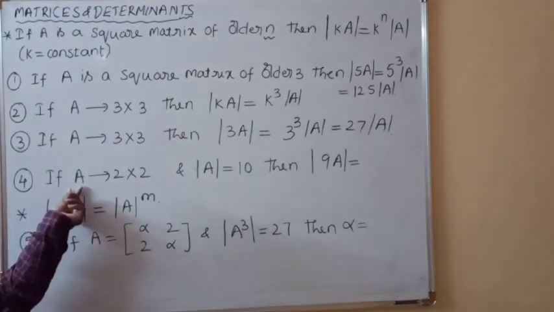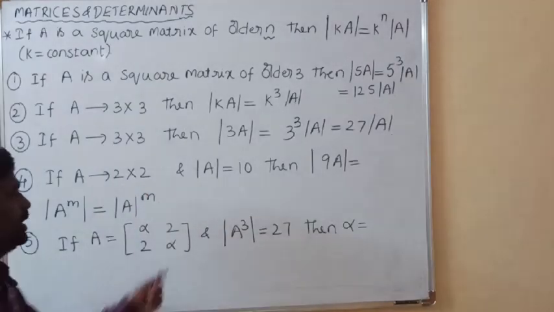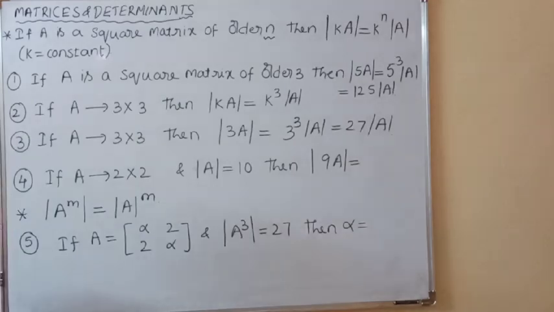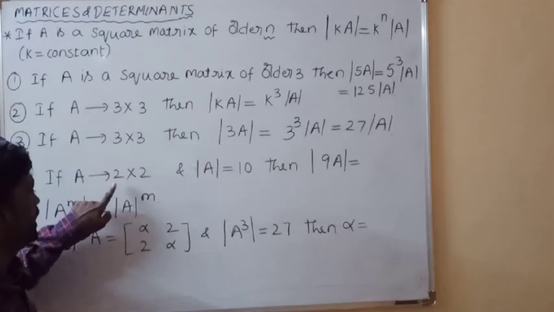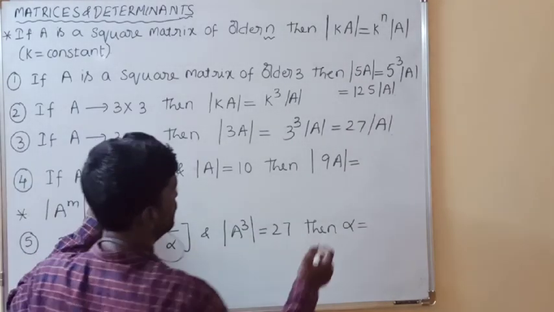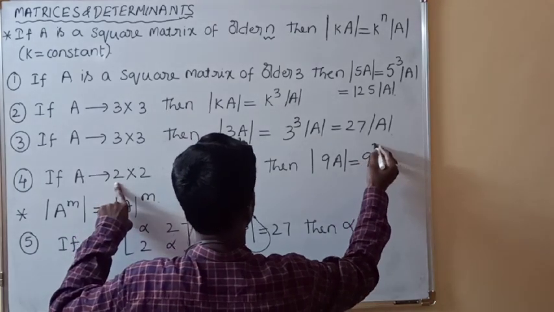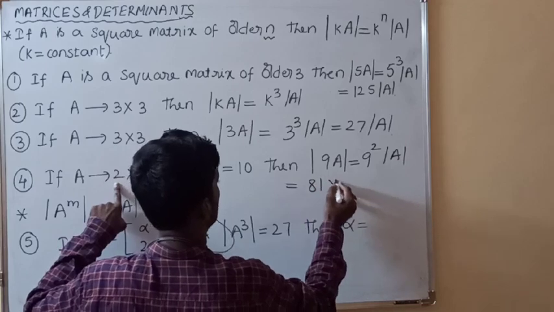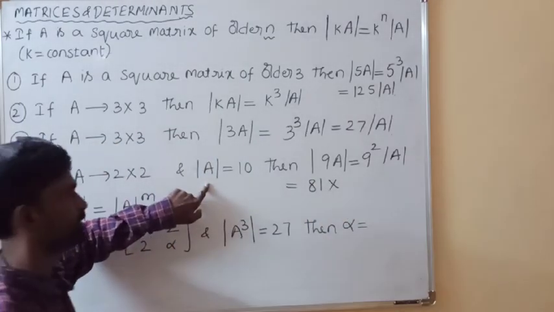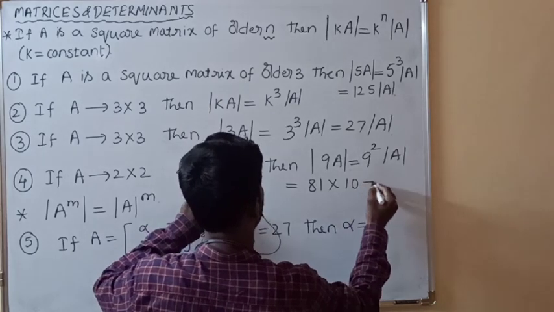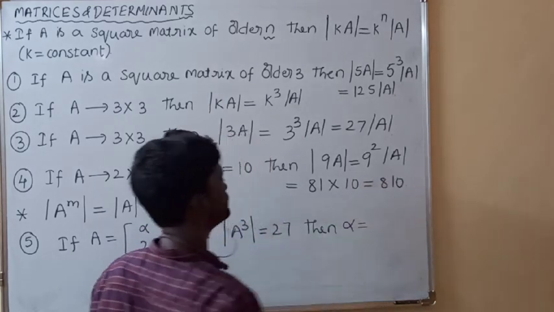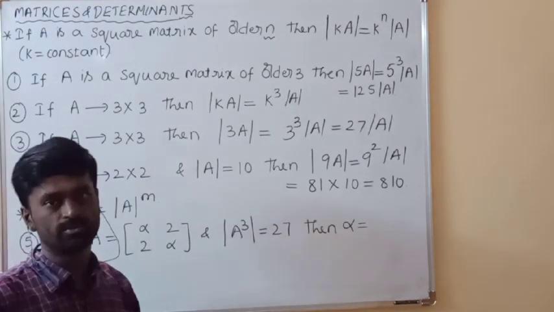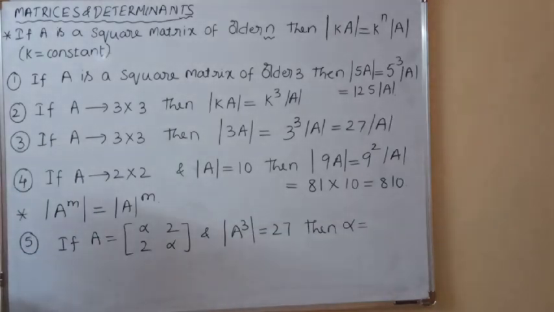Next, A is a square matrix of order 2 by 2 and the det A value is 10. Then what is the determinant of 9A? First use the det of kA formula, and here the n value is 2. So det of 9A is equal to 9 square into det A. 9 square is how much? 81 into det A. What is the det A value? 10. So 81 into 10 is 810. Over. Hardly how much time has it taken? 5 seconds. Okay.